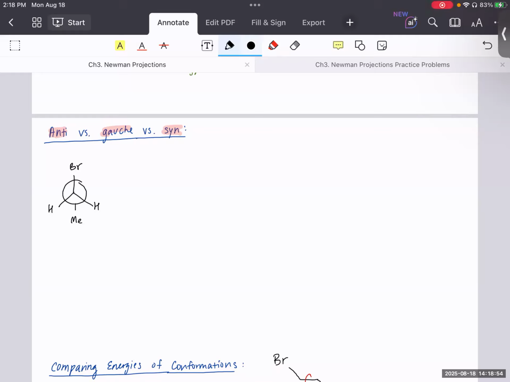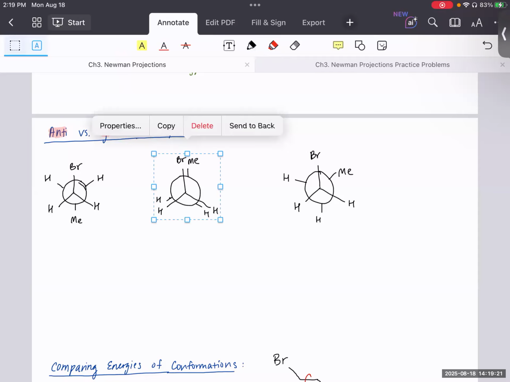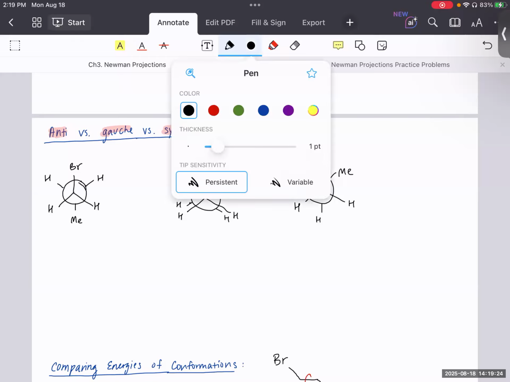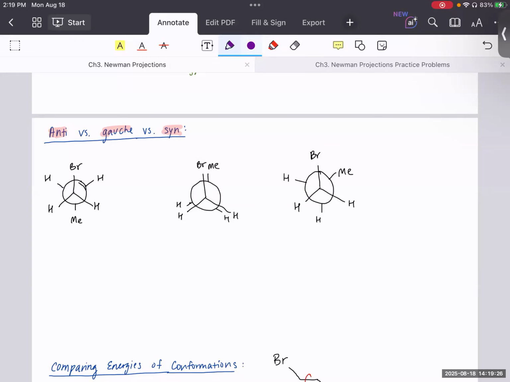We'll start with that first state where the methyl and the bromine were opposite each other. We can also draw the one where the bromine and the methyl were directly overlaid with each other. And then we can also draw that third state where the bromine and the methyl were slightly offset from each other. They were still in the staggered state, but not completely opposite each other. Each of these structures can be described using these terms.